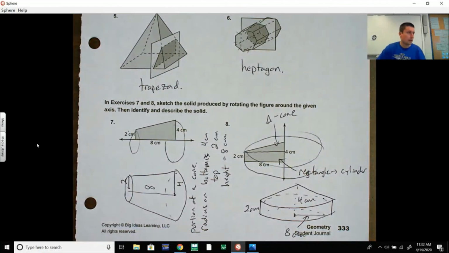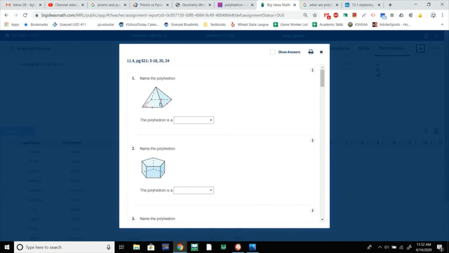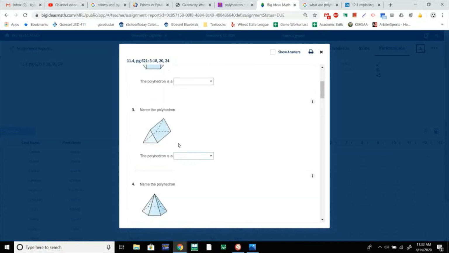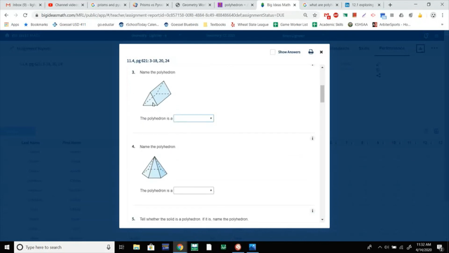On your assignment, you're going to start with just naming the polyhedron. So look at the base, and if it comes to a point, it should be a pyramid. If there's two, a top and bottom, it should be a prism. Now this is laying down. Remember, the base would be this bottom one and this one up here. This is not a pyramid.